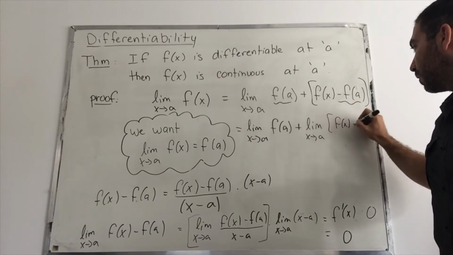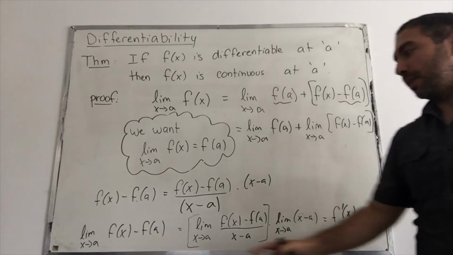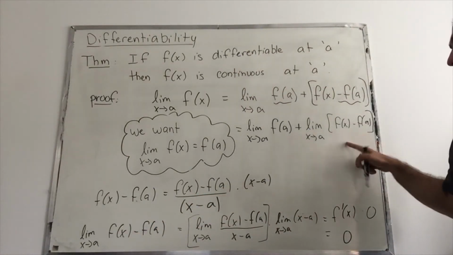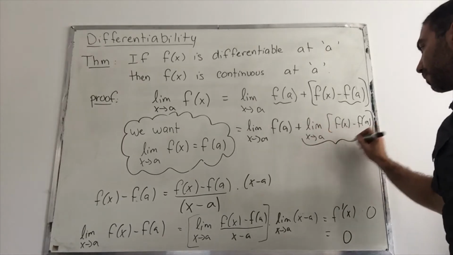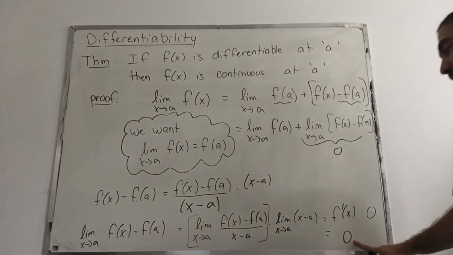F of x minus f of a. And what we showed down here is that the limit as x approaches a of f of x minus f of a, this whole thing, is equal to 0. That's what we showed down here. This whole thing here is equal to 0.